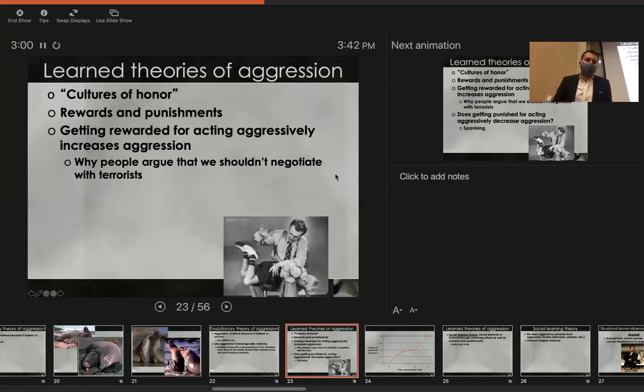This is why some people have argued that we shouldn't negotiate with terrorists, of course, because if terrorists use aggression and then they're rewarded for that aggression because they get what they want, that should increase the likelihood that they'll engage in terrorist acts in the future. And these are just basic principles of operant conditioning.